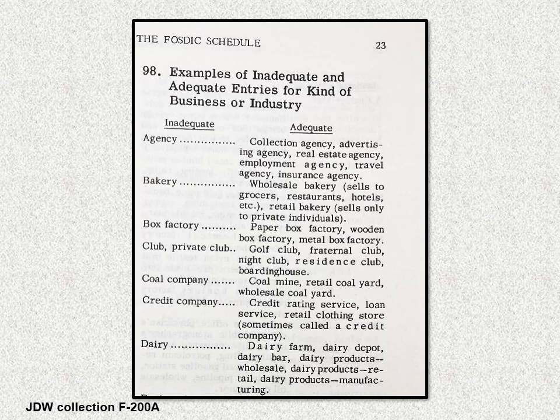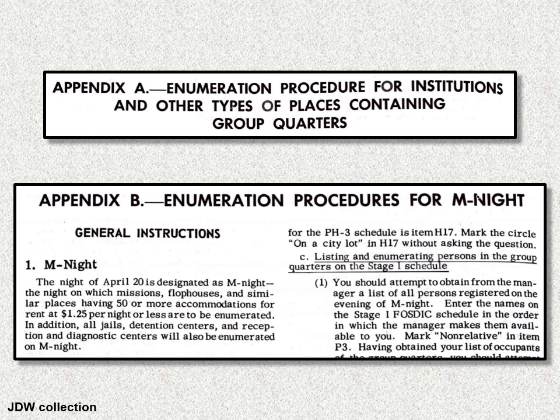They were told what's an adequate and inadequate answer. So when someone said, what is your business or industry, if the person put down bakery, that wasn't enough. Are you a wholesale bakery? Are you a retail bakery? If you're in dairy: dairy farm, dairy depot, dairy bar, dairy products, etc. So they're trained to do this. And they have two appendices. One of them tells them that on the night of April 20th, they're going to go out and visit missions, flophouses, similar places, jails, detention centers, and they're going to enumerate them.